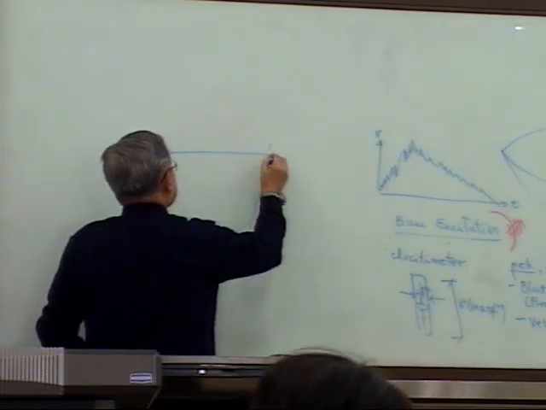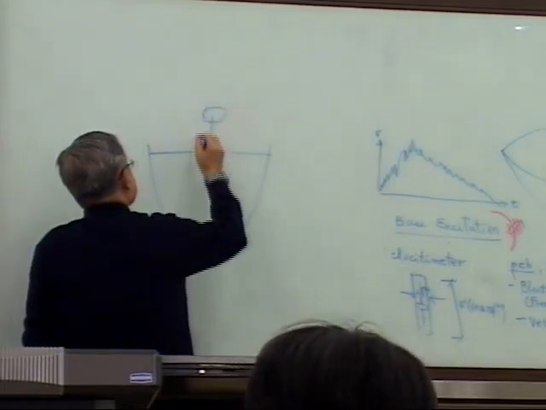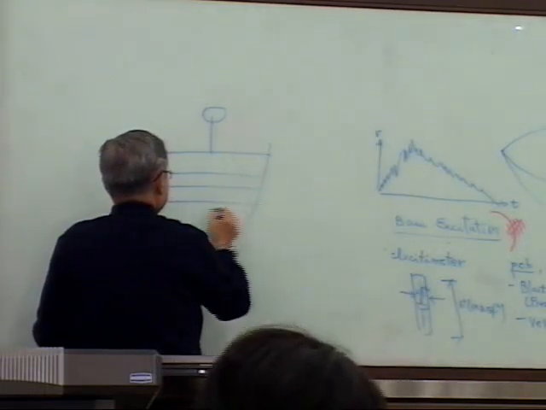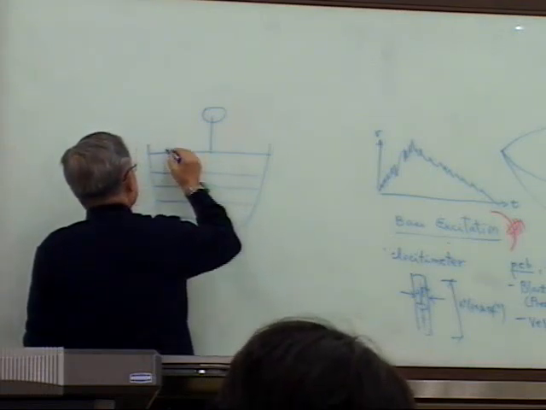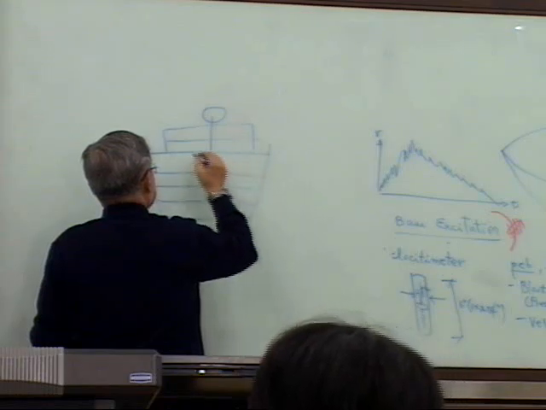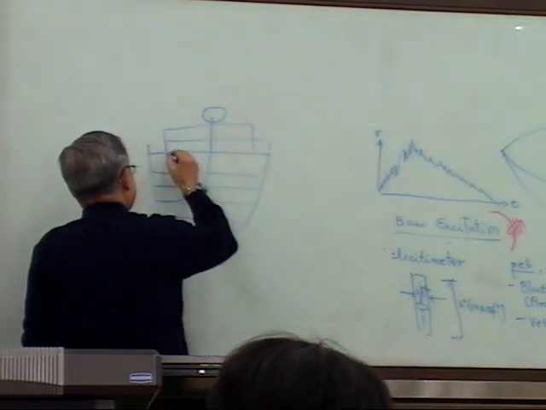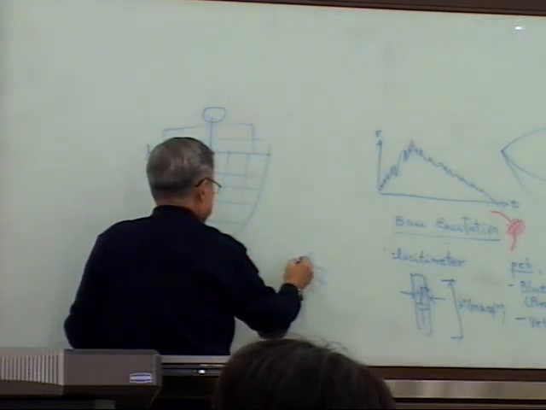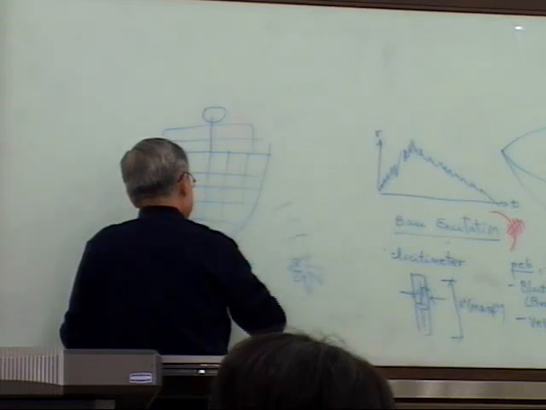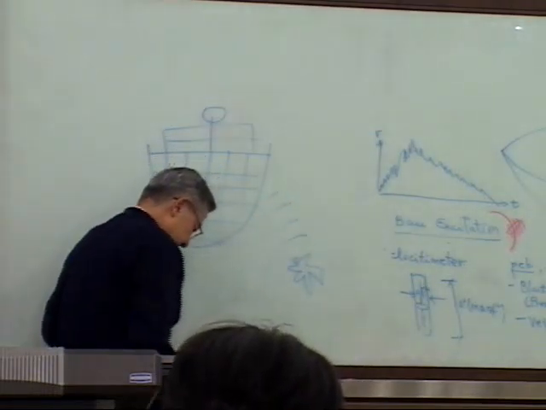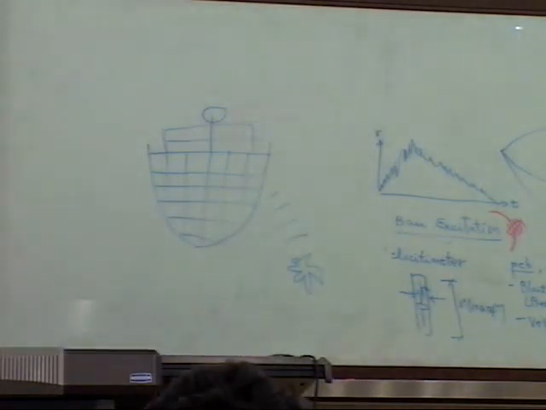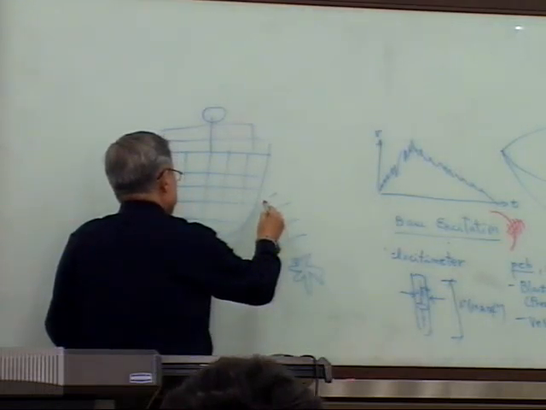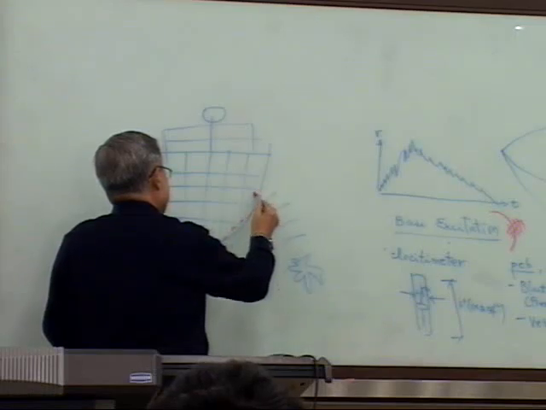Ship. Mast. It has a deck. All different decks. Of course, up here in the superstructure, it has a deck. And here is where the explosion occurs. Then a shock wave comes, then hits the hull. Hits the hull here. This is a shock wave.